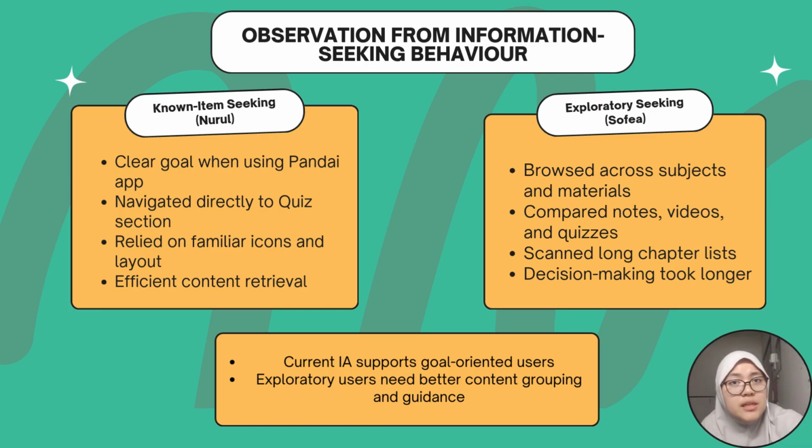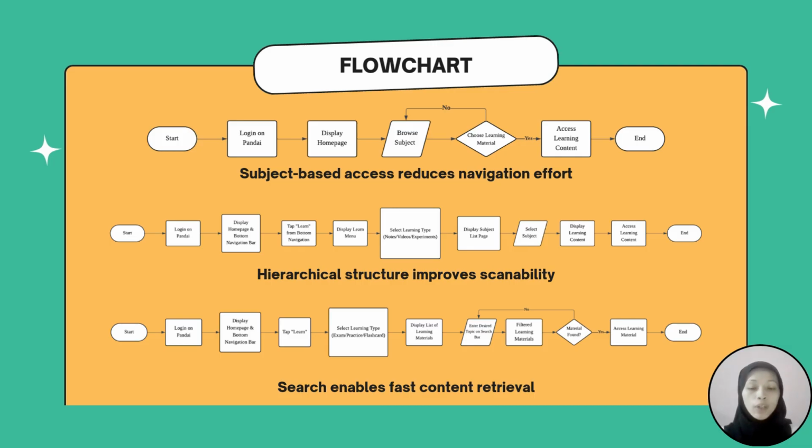Meanwhile, Sophia demonstrated exploratory seeking behavior. She browsed across subjects, compared notes, videos, and quizzes, and had to scan long content lists. This caused decision-making to take longer. Overall, the observation shows that while the current information architecture works well for goal-oriented users, exploratory users need better content grouping and guidance.